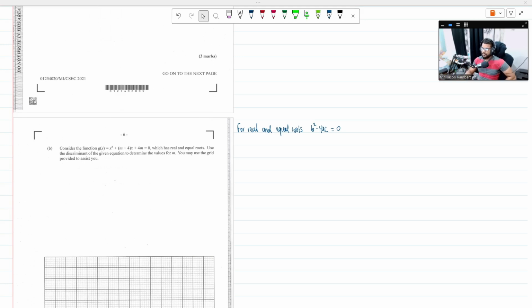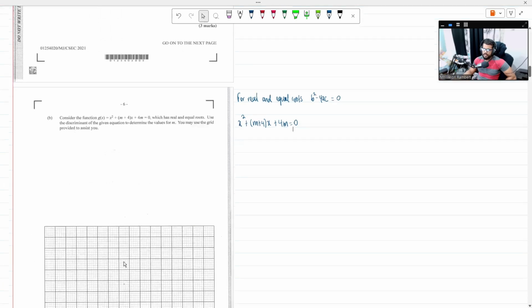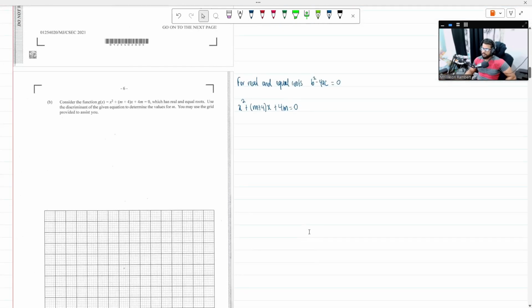For real and equal, so now we're going to have x squared plus m plus 4x plus 4m is equal to 0. Use the discriminant of the given equation to determine the values of m. You may use the grid provided to assist you. We are going to use no grid. a is 1, b is m plus 4, and c is 4m. b squared going to be m plus 4 squared minus 4ac is equal to 0.